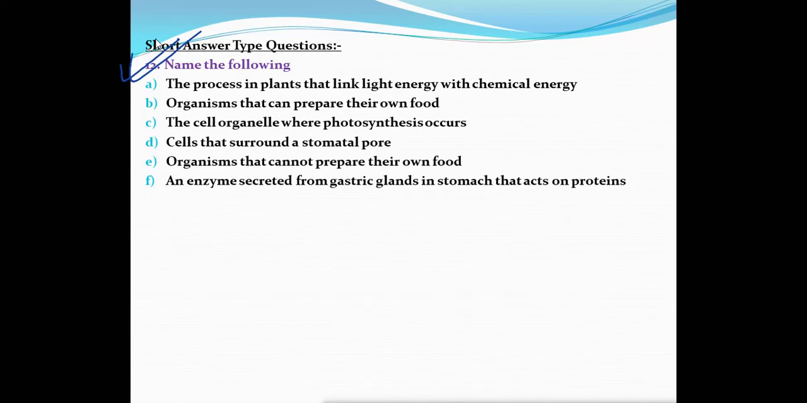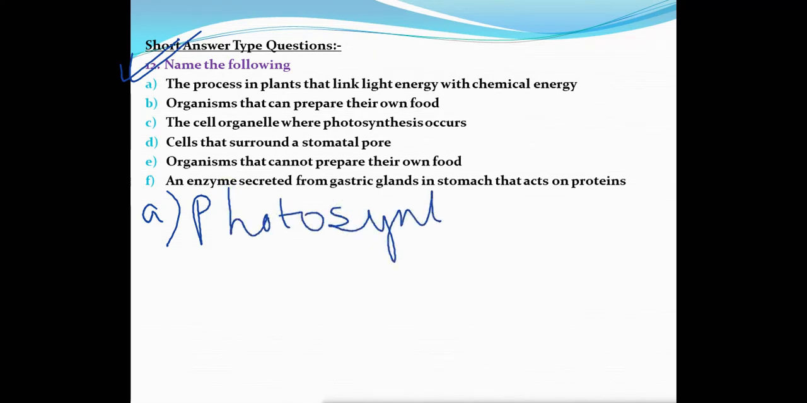So the first question is: the process in plants that links light energy with chemical energy. We have to write the name of one process in which light energy is converted into chemical energy in plants. So what is the name of that process? The name of that process is photosynthesis, because in photosynthesis we know that light energy is converted into chemical energy.